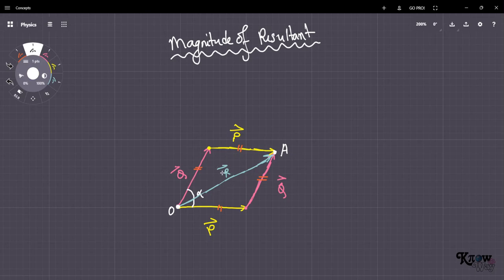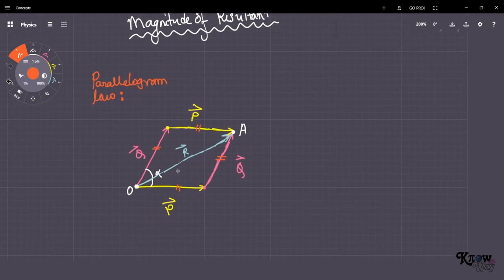And to find the magnitude of the resultant, we need to make some tweaks to this figure. Just so you know, this is the parallelogram law you've all been waiting for. I just don't like this law, but I like the concept of this law. I just enjoy the parallelogram law.